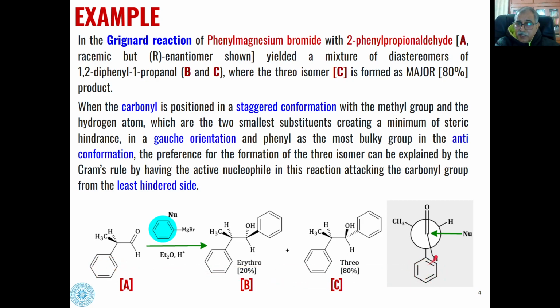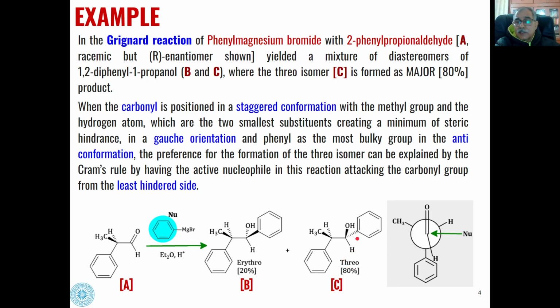So this will be eclipsed with the larger group, and out of these two, this is the smaller group and this is the methyl group, the medium group. So as per Cram's rule, the nucleophile, which is phenyl group, will attack from the side of the smaller group, and that product formation will be predominating.